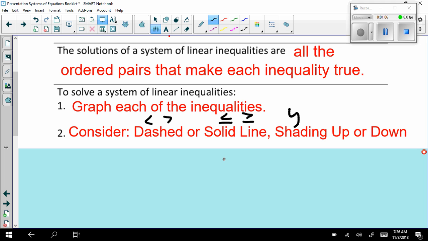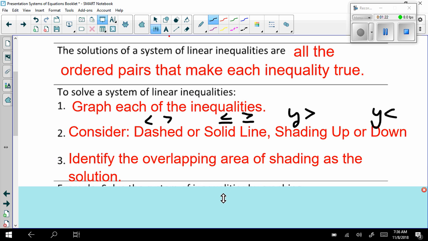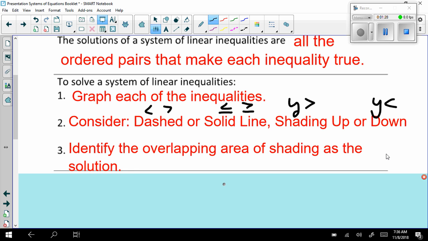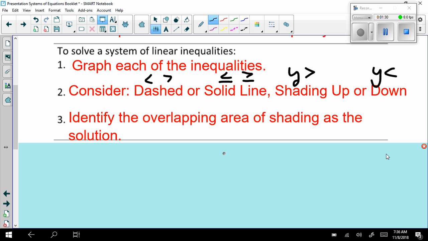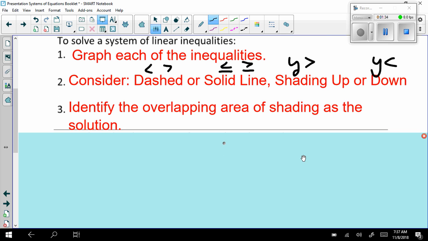And if we are solved for y, shading up will be y is greater than, or shading down will be y is less than. Remember to use that up or down. We're following the y-axis, and we have to be solved for y. And then our solution is just simply going to be where the shading overlaps. So we're getting an entire region of solutions, and it'll be infinite.